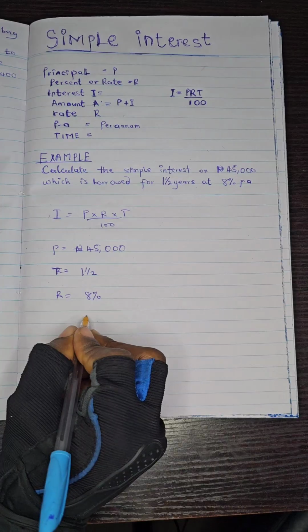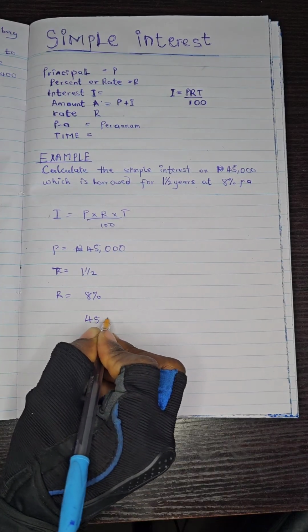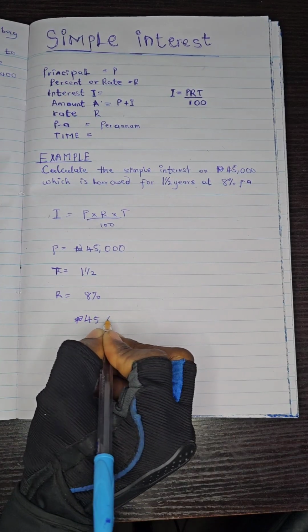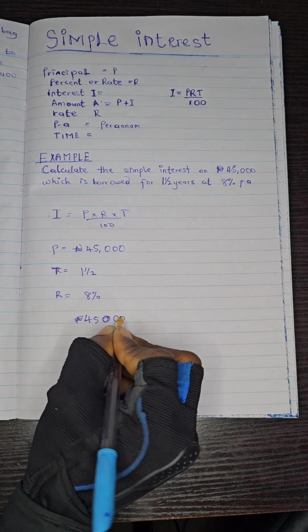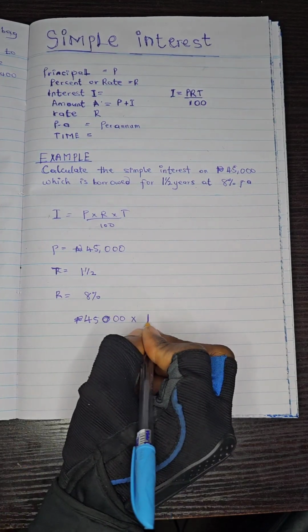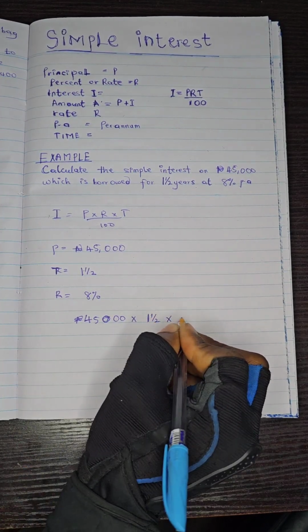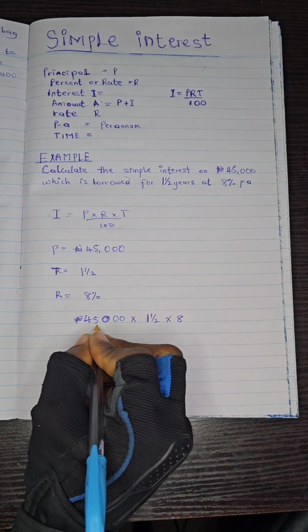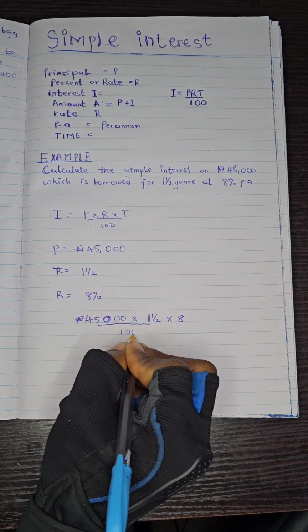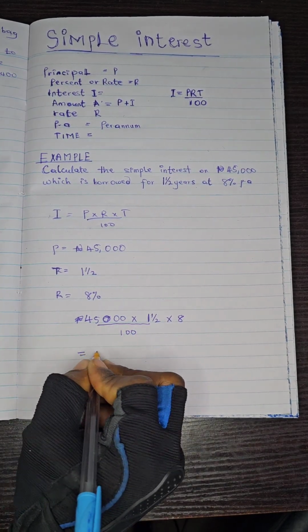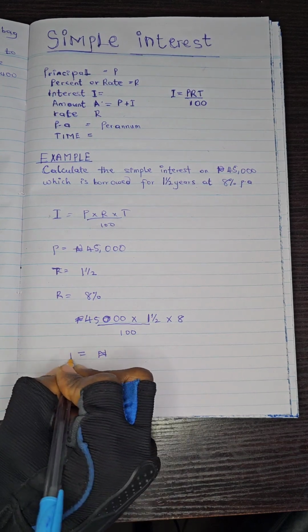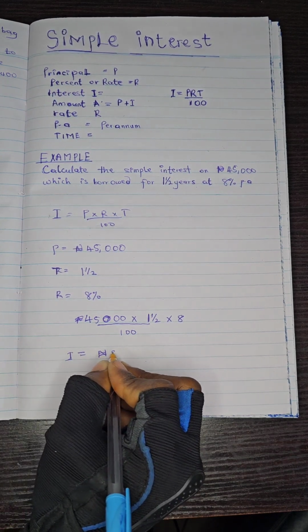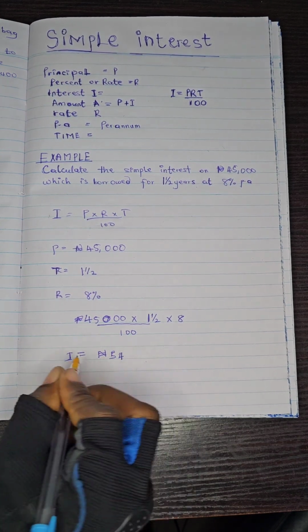So simply put it in the figures. 45,000 naira times 1.5 times 8, all divided by 100. By the time you solve for this, you are getting that your interest is 54 naira.